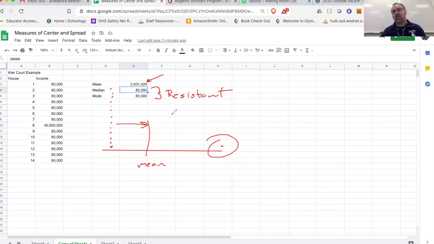And this is a good example because when you start talking about income, it's drastically skewed. In the United States, we have one of the worst disparities of income distribution in the world. And it's so far skewed to the right. It's unbelievable. I have a video that we'll watch in class that kind of explains what I mean by that.